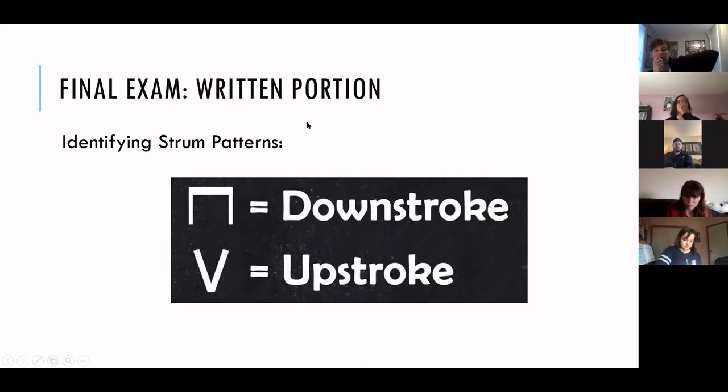Next, this is something a little bit different, so I'm going to break this section down just a hair more. With strum patterns, you are going to be given a strum pattern, a rhythm, and you're going to have to identify when to use a downstroke and when to use an upstroke. If you've been following along on the YouTube videos, all of our downbeats were downstrokes, which is signified by the almost rectangle, and the upstroke is going to be the V. So all of your upbeats are the upstroke.